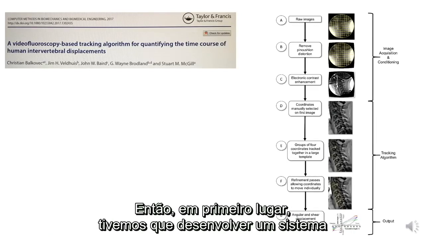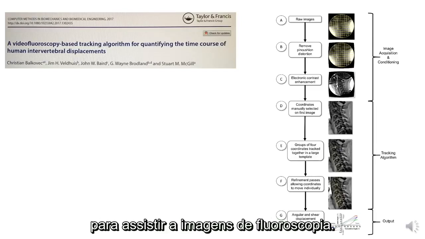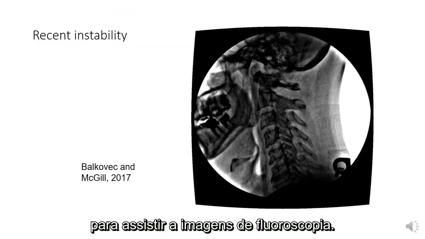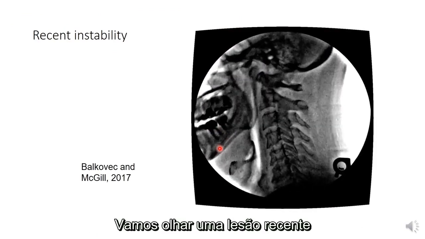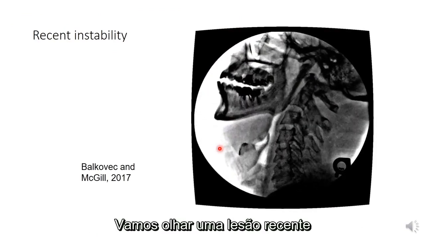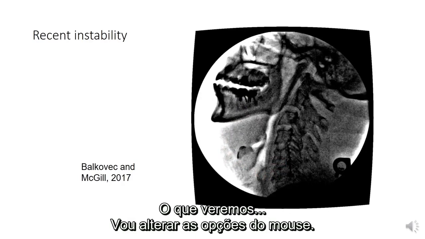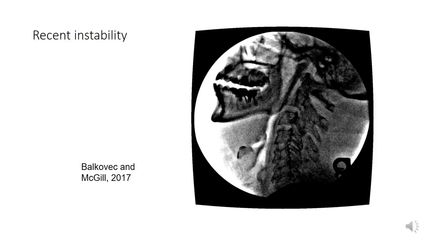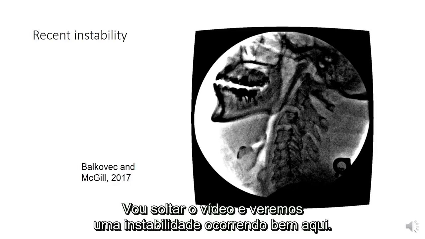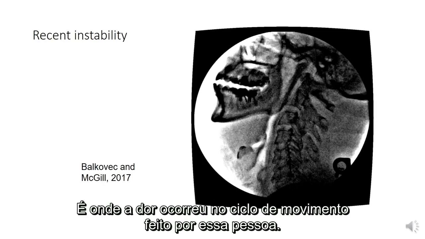So first of all, we had to develop the system for watching video fluoroscopy renditions. So let's look at a recent injury, an instability, and a little bit of lost disc height. And what we'll see, if I just go on to pointer options and arrows, there we are, and we'll make it visible. I will run the tape, and you're going to see an instability occurring just right there. And that's where the pain occurred in that cycle of movement in that particular person.